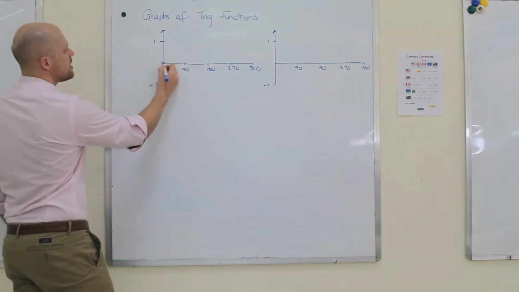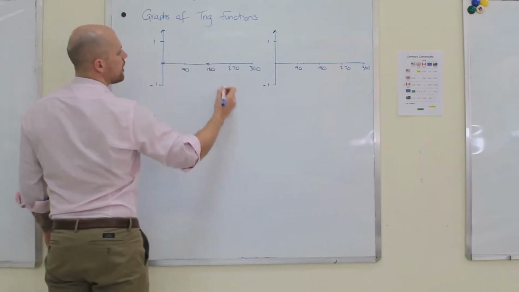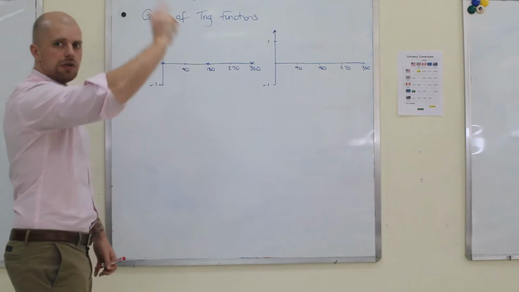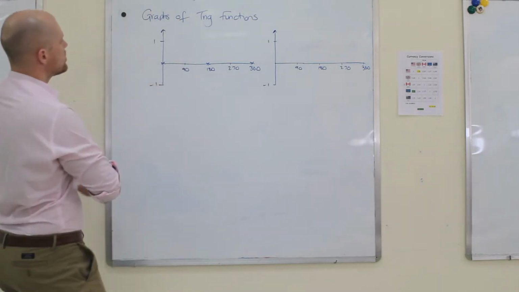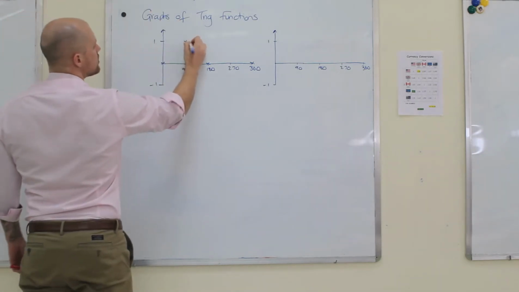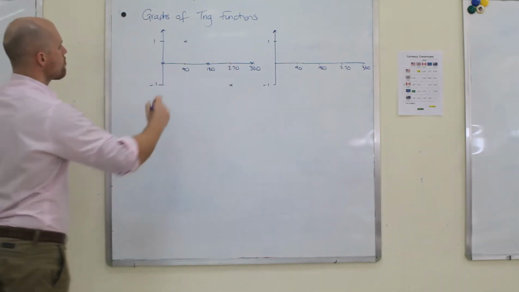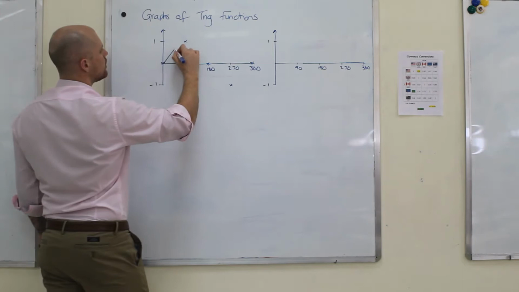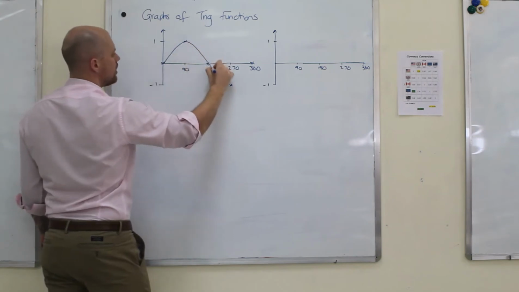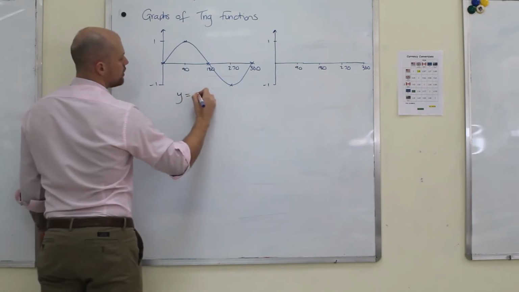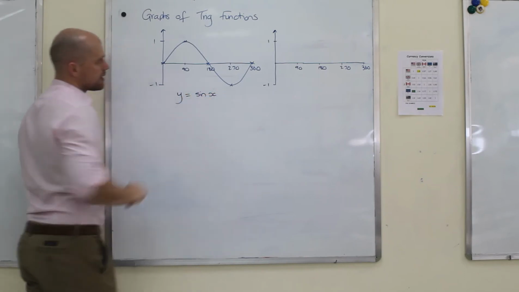Sine starts at 0, goes through 0 at 180 and 0 at 360, and it follows a wave-like pattern where it starts going up. It crosses through 90 and 1 and 270 and minus 1. Sine x looks like this. It is a smooth curve that looks like that. This is y equals sine x.